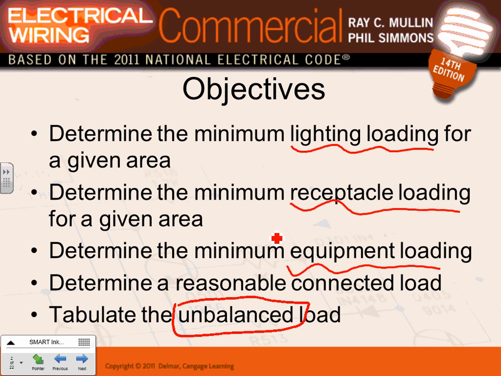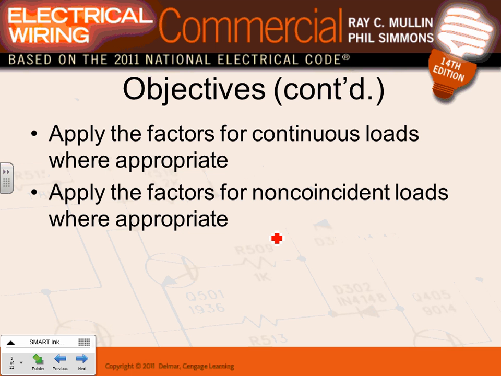And the second thing is unbalanced. Why do you think we need the unbalanced load? Because of the neutral. Does that sound familiar to you? We have lighting load, receptacle load, equipment load, and we focus on the unbalanced. Why? Because of one little thing, the neutral. So that's kind of the objective of that one.